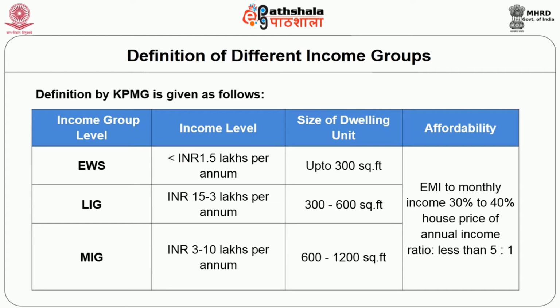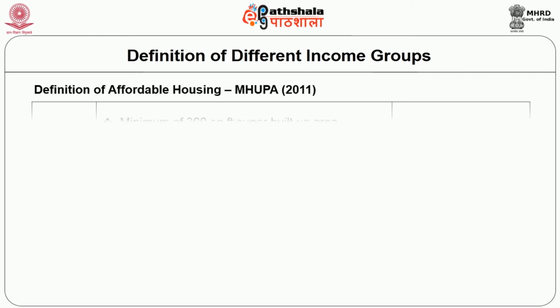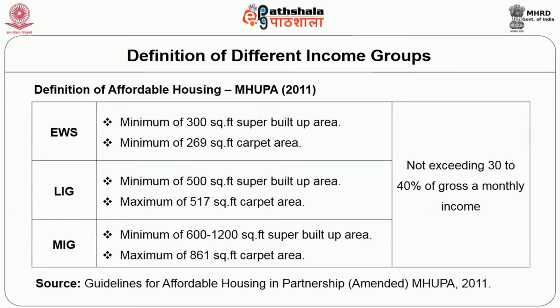And the LIG is defined as those getting an annual income of 1.5 to 3 lakh rupees per annum, and the dwelling unit for them is 300 to 600 square feet. And for the MIG group, the annual income is 3 lakhs to 10 lakhs rupees per annum, and the unit size of the dwelling unit is 600 to 1200 square feet. Next, the same definitions for the different income groups are given by MHUPA.